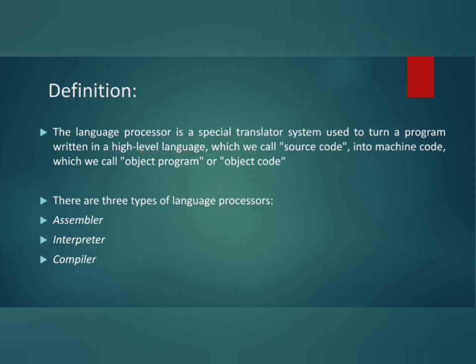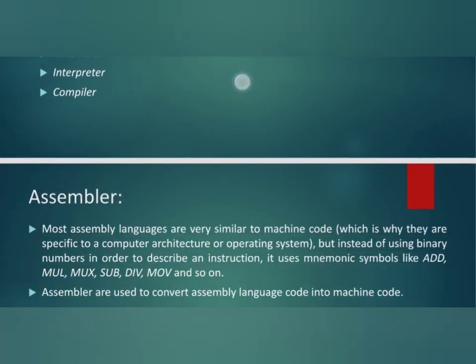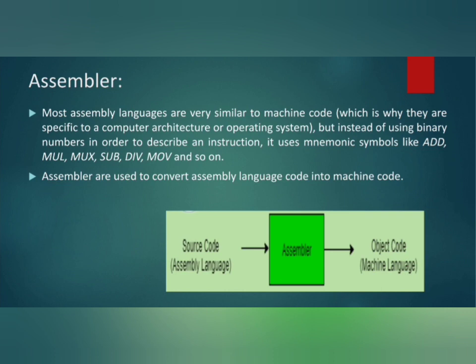So after the definition, we have the types of language processor. There are basically three types of language processor: the assembler, interpreter, and compiler. So let's go for the definition, and let's have a brief discussion of what these translators are. So here we have assembler. Assembler actually translates assembly language to machine language.